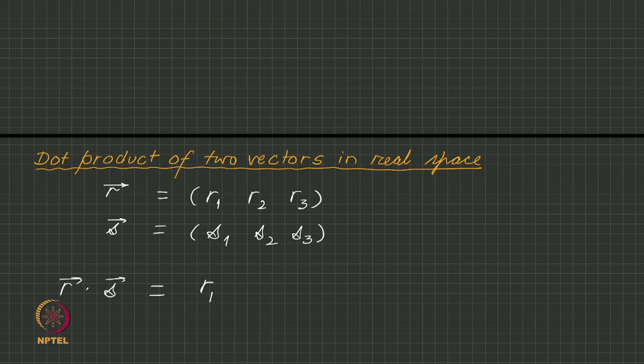The dot product R dot S in terms of components: R1 S1 plus R2 S2 plus R3 S3, the dot product of two vectors in terms of components. Yeah, this is our familiar dot product. This formula at least you should know before the course. Yep, no confusion, we can proceed.